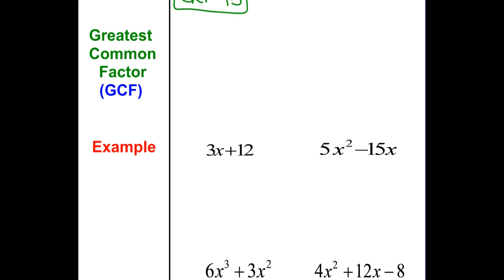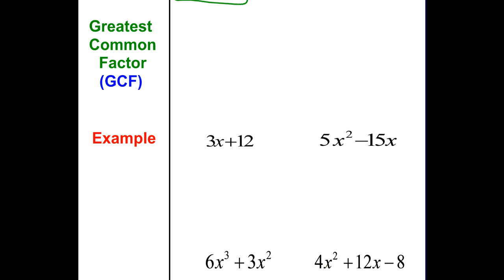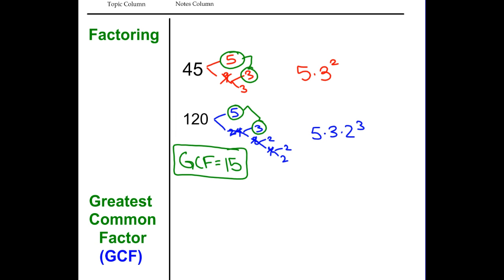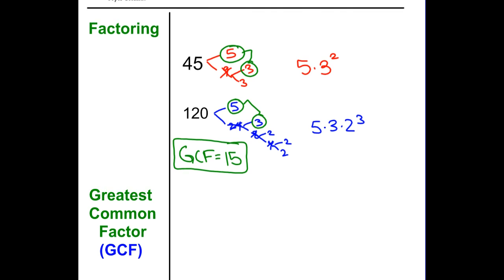Alright, so now we need to do the same thing for the greatest common factor of polynomials. So really what we're going to do is look at each piece. Now this should be easy to do. You don't always have to make the factor tree. You only make the prime factor tree if you need it to see what the factor is.